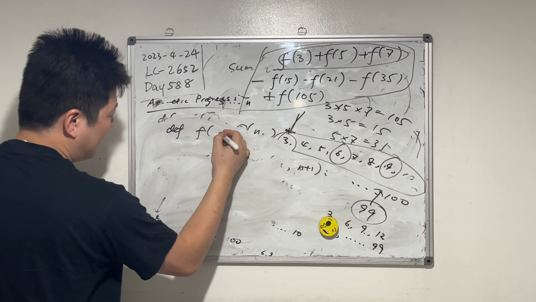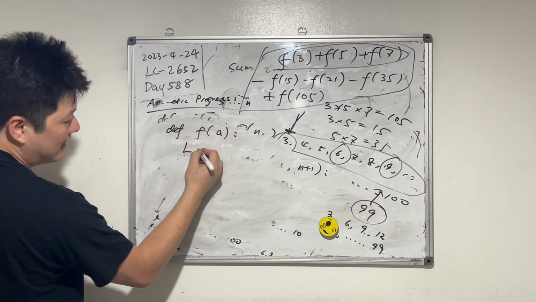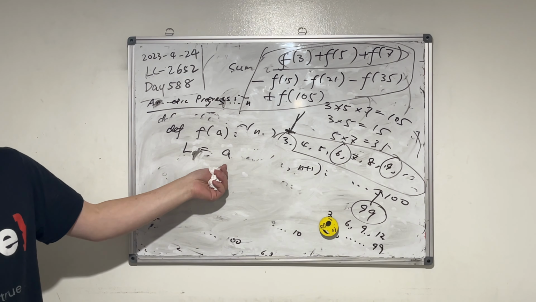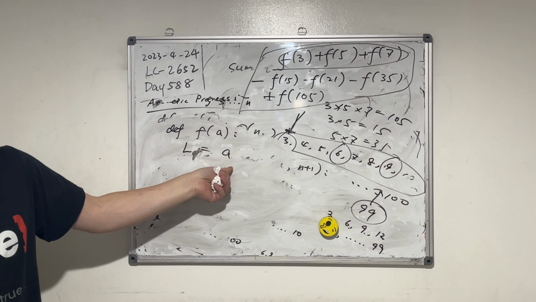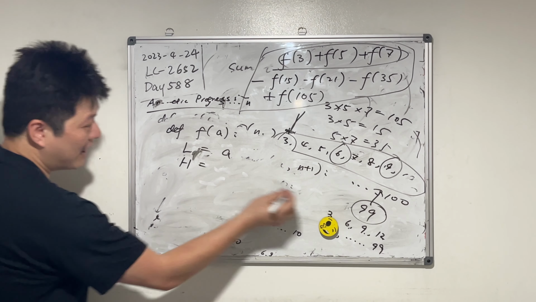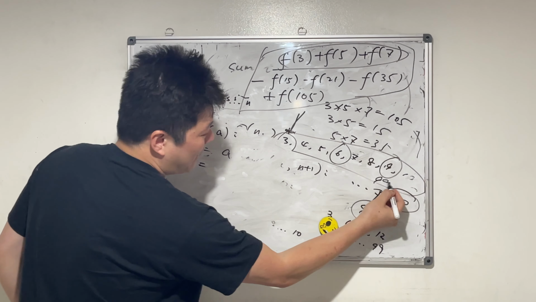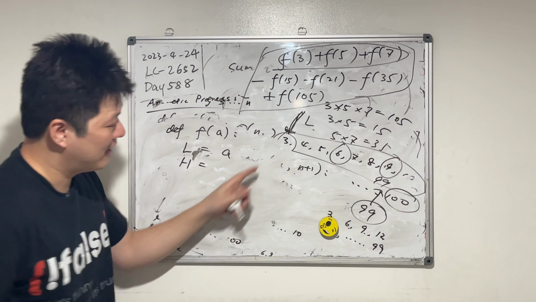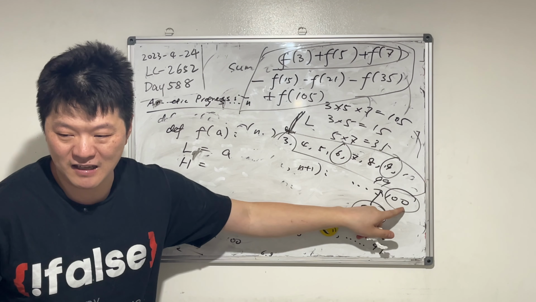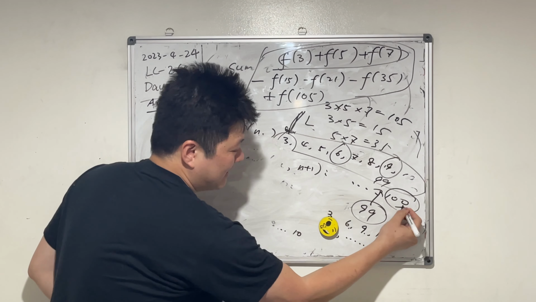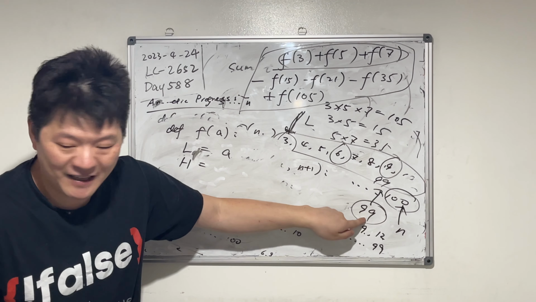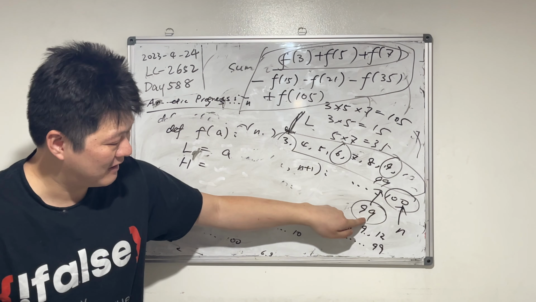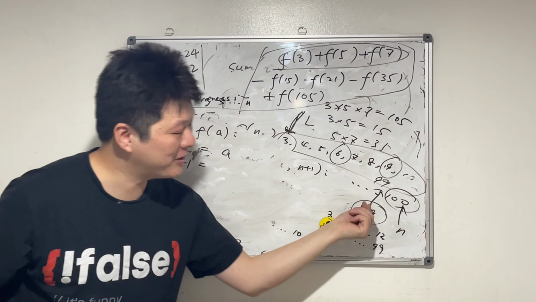Define f(a). The lower bound L equals a, that's for sure, am I right? The upper bound, how do we calculate the upper bound? How do we know 99 is the upper bound? Now the lower bound is 3, start from 3. The upper bound, this is given 100, we know this number is n. So how do we get the 99? We know 100 is not in the 3 times table. But how do we get the 99?